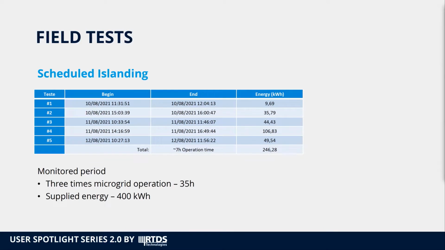Five tests were carried out to verify the beginning and the end of the microgrid operation logic. During the tests, the microgrid operated for approximately 7 hours, providing around 250 kilowatt-hours for external consumers. At the end of the tests, Coppel allowed the microgrid to operate. After that, the project had another 2 months of assisted operation. In this period, the microgrid was formed 3 times, operating for 35 hours and supplying approximately 400 kilowatt-hours to external consumers.